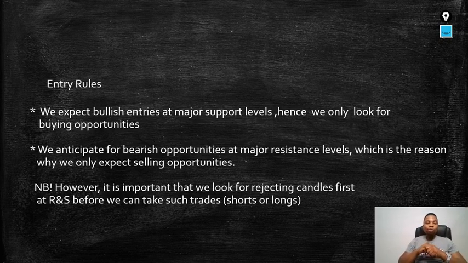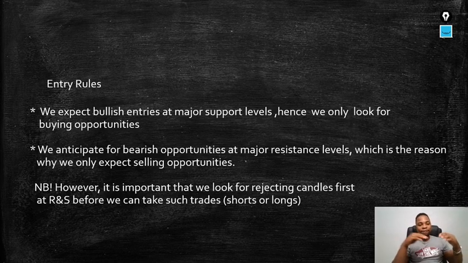The only thing that we are looking for is selling opportunities, because our graph is at its highest level, as I've shown you in the demonstration that I did. When you are at the highest resistance level, the only thing that makes sense is that you are going to be looking for selling opportunities.